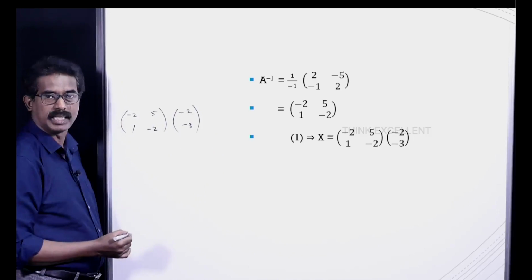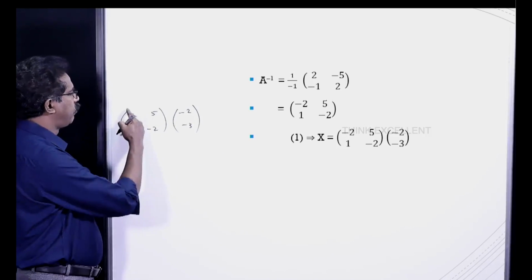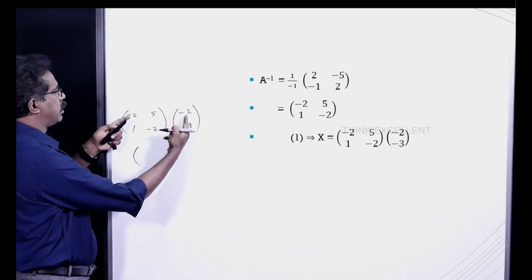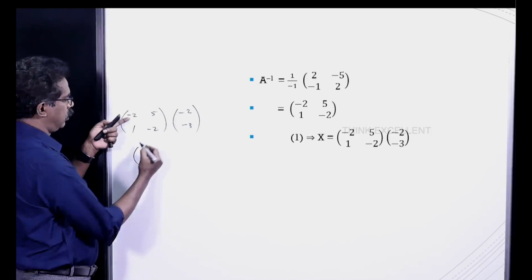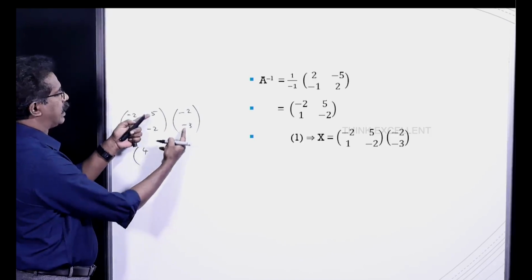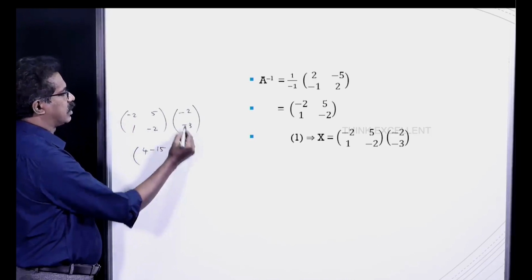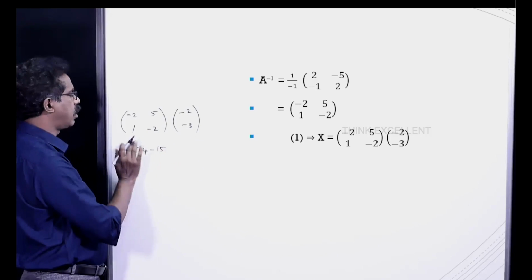Matrix multiplication, see again. First row, first column. Minus into minus plus. Multiply these two, multiply these two. First row, first column, so 4 minus 15, right? Minus 15. First row, second column, if it is there, we write here. But here that's all. Now come to the second row.